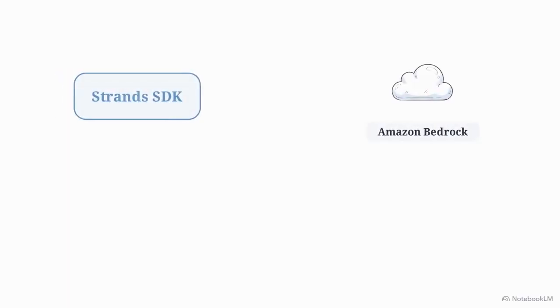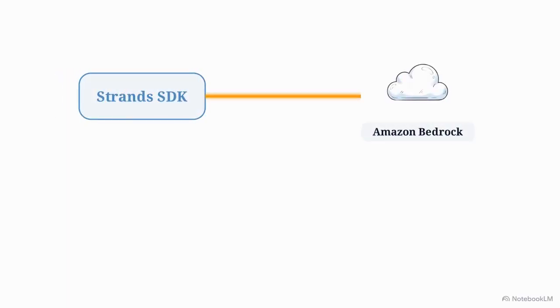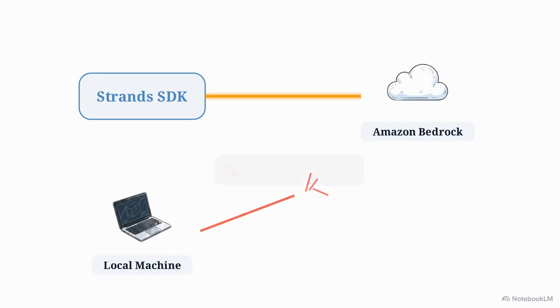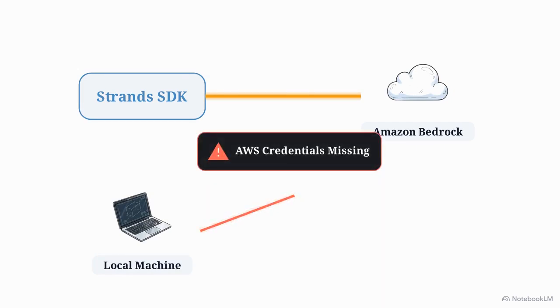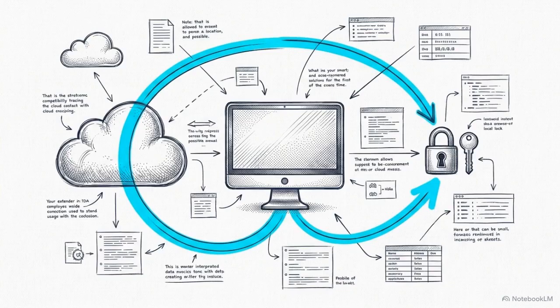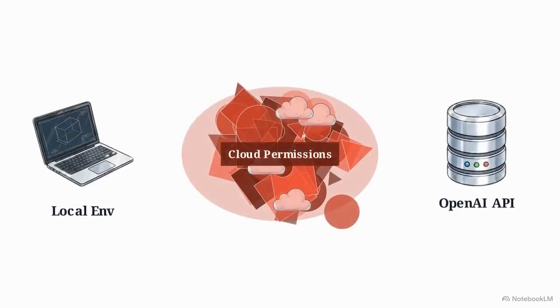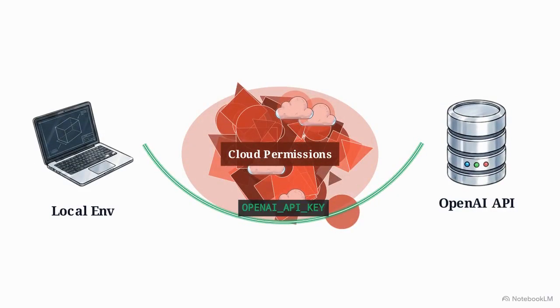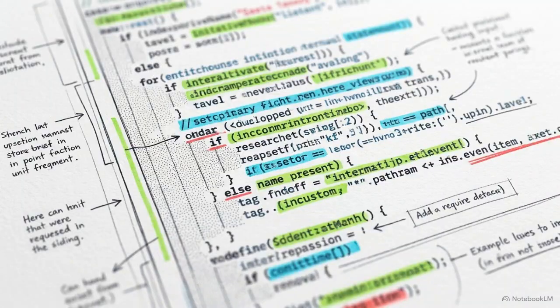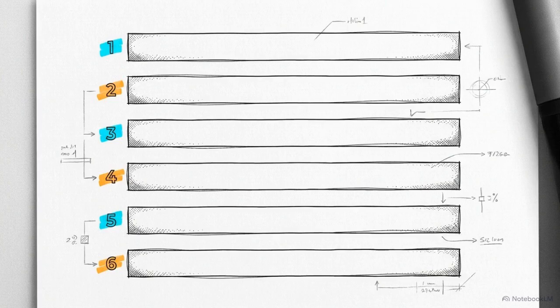The SDK is designed to use Amazon Bedrock by default. If you run the default examples without active AWS credentials and Bedrock model access, your script will fail before it even starts because of missing credentials. We will bypass those cloud requirements. Go back to your terminal and export your OpenAI API key directly into your environment using this command. Setting the API key locally removes the friction of managing cloud permissions, allowing us to focus on the logic of our code. Now we can write our 6 lines of code.